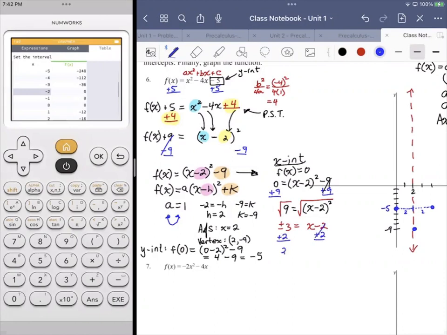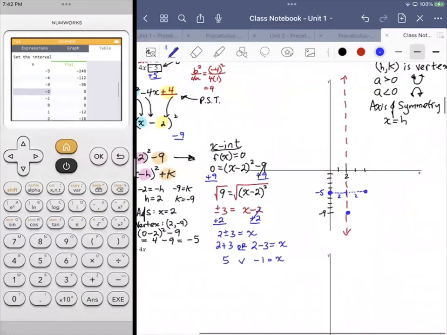So I'd get 2 plus or minus 3 is equal to x, which gives me the "or" part of things: 2 plus 3 or 2 minus 3. So 5 or −1. Now I have a couple more coordinates that I could get on there to make the sketch of my graph.